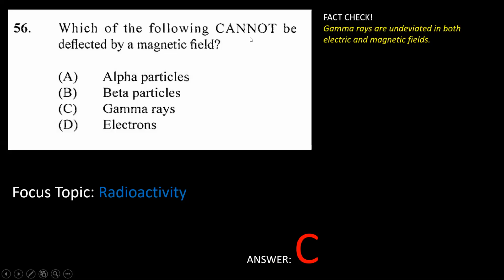56, which of the following cannot be deflected by a magnetic field? And we know that gamma rays are not affected by magnetic fields, and therefore the answer should be C.